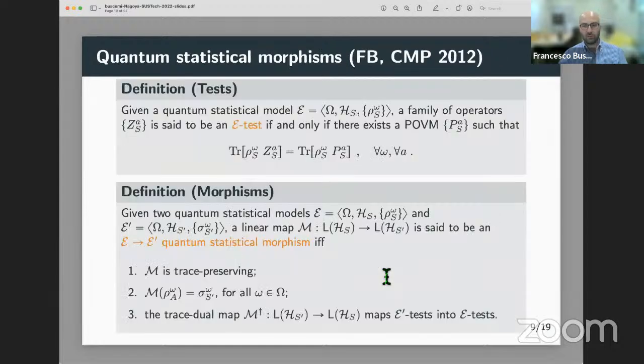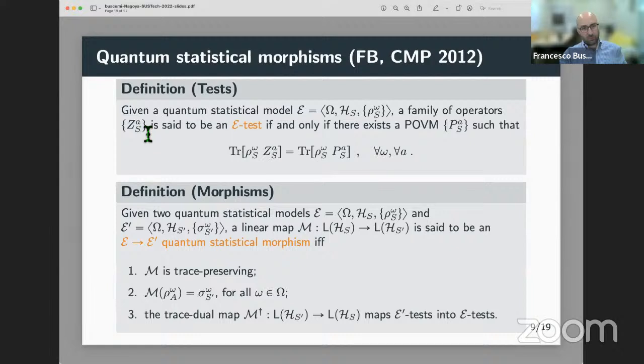So what kind of theorems can we get out of this formulation? So first, I need to introduce some simple notions. So first of all, test. What is a test? A test is something that is given with respect to a quantum statistical model. So I give you a quantum statistical model, rho omega. Then a family of operators ZA. Okay, I'm not saying any property for this data. They need not be positive semi-definite. They need not sum up to identity.